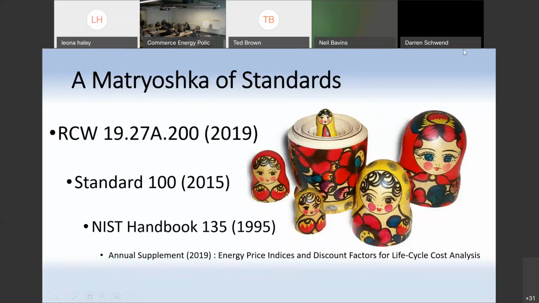Okay, on to part two. Now that you know everything there is to know about life cycle cost analysis, how does life cycle cost analysis interact with the standard? We've got a bit of a nesting doll of standards that are now implemented, starting with RCW 19.27A.200. This is the law that was just passed. It, of course, references Standard 100, which you've talked a lot about throughout this process. Standard 100 references the NIST handbook. The NIST handbook references the annual supplement of energy prices and discount factors, and so on.